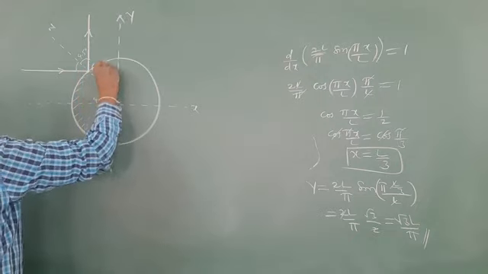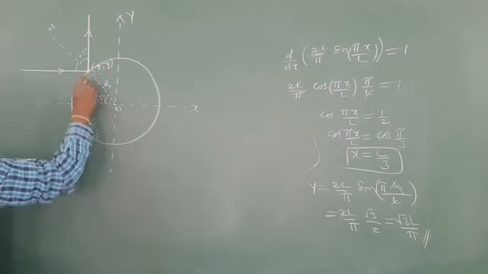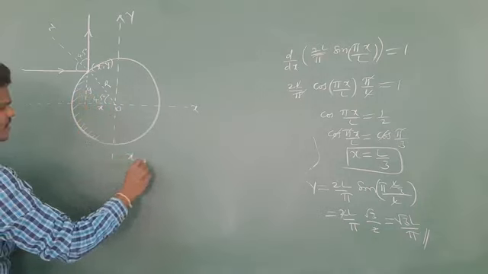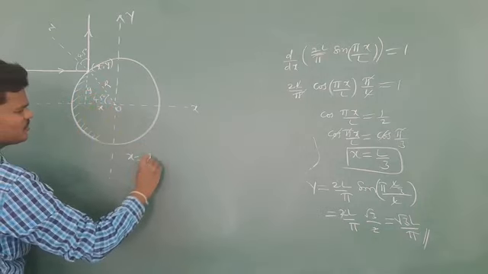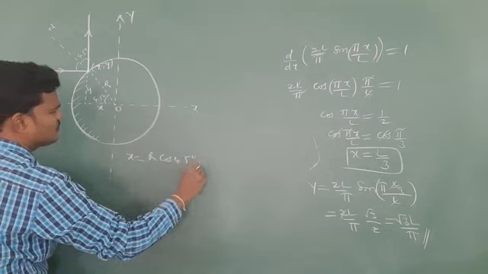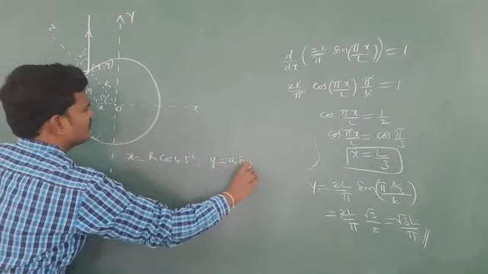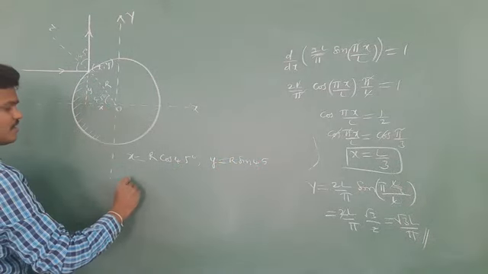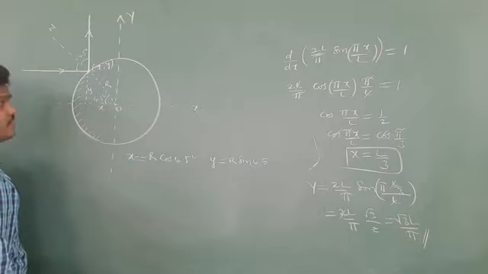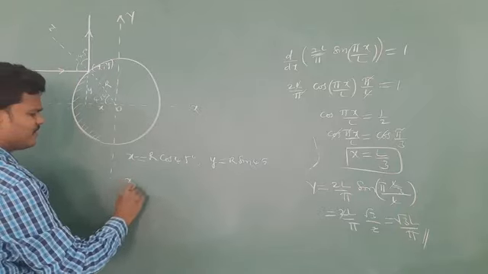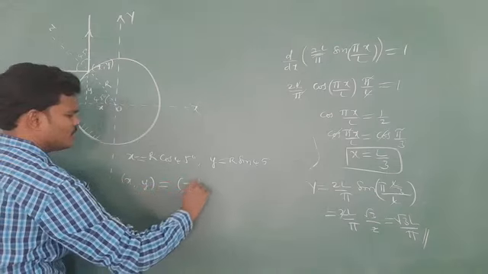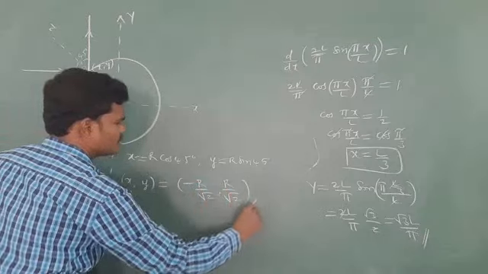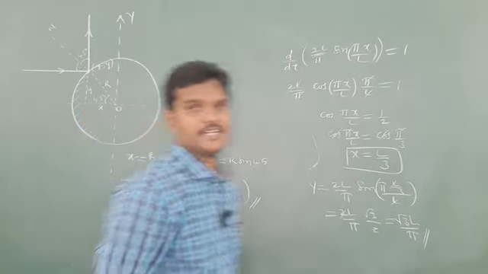Now we need to find the coordinates. So the x coordinate, from the center, this is x, this is y. So what is the x coordinate? x is equal to r cos 45, y is equal to r sin 45. But with respect to the left side, the coordinates are x equal to minus r cos 45, y equal to r sin 45. Now the x comma y values are minus r by root 2 and plus r by root 2. So these are the x and y coordinates.